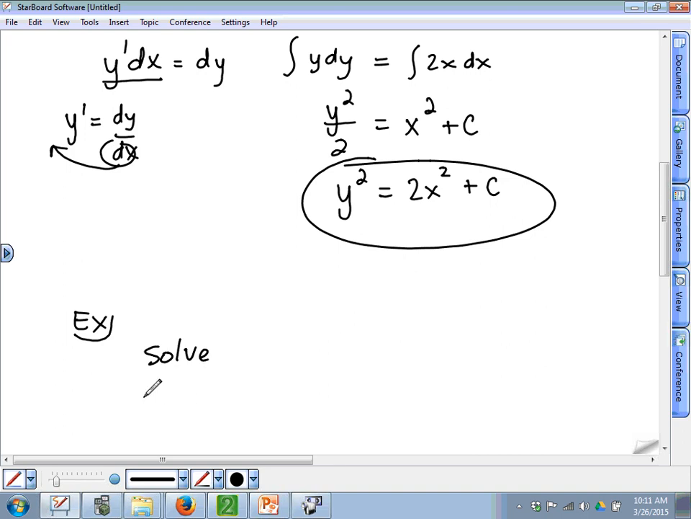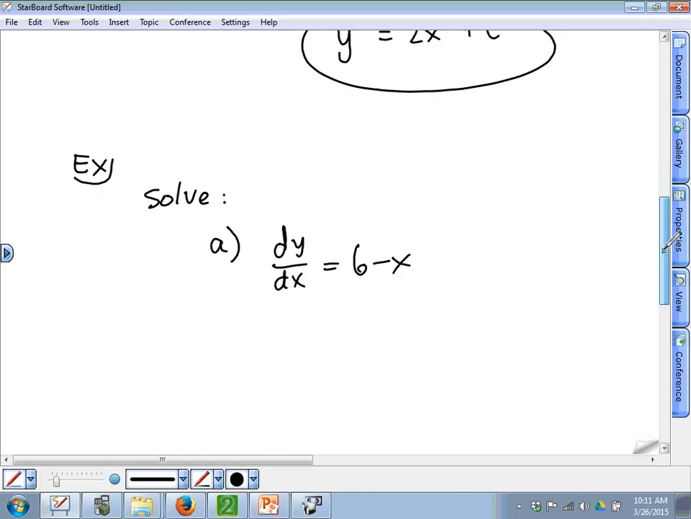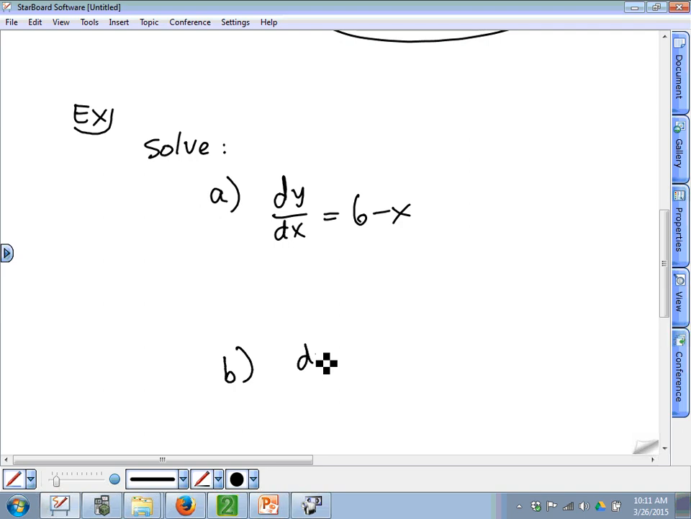Well, if you need to use separation of variables, use it. Okay? Solve these. dy/dx equals 6 minus x. And then dy/dx is equal to 6 minus y.